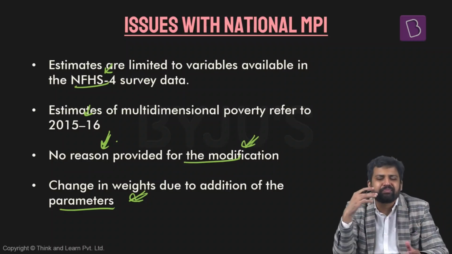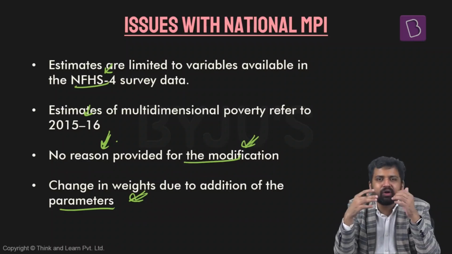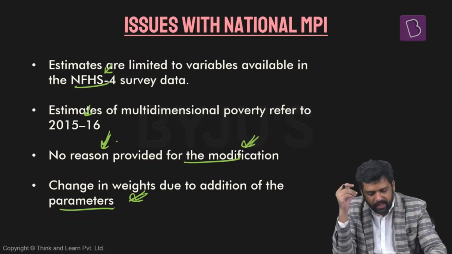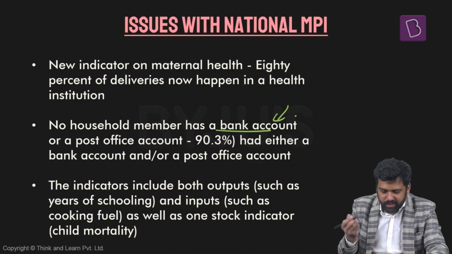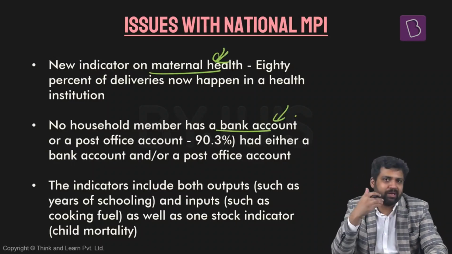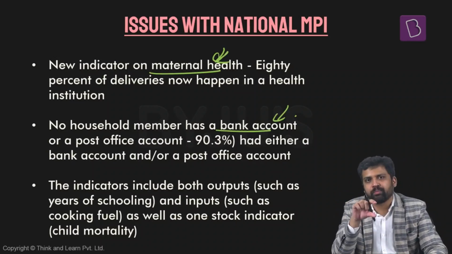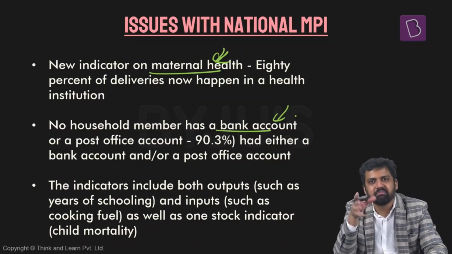As a result of which, what will happen? The multidimensional poverty numbers will basically go down. It will not be the same as what it was in the previous years. And this is what is happening here. So when it comes to bank account, when it comes to mental health, in some dimensions India has done well, and some of these parameters have been included. As a result, the weightage given to the other parameters has gone down. The poor performance along those parameters has been kind of shielded.